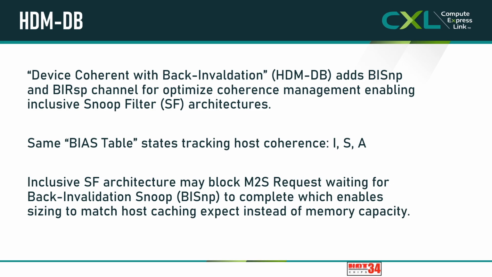Now we do use the same bias table states for tracking coherence in the host, the I, S, and A states. The inclusive snoop filter architecture may block the CXL.mem request channel waiting for the back invalidate snoops to complete. So when the inclusive snoop filter has a capacity eviction, it may need to send a BI snoop to the host, telling it to change the cache state of prior cached lines. While it's doing that, it may need to stop accepting new requests, waiting for capacity in that snoop filter to free up to enable processing of the new requests that want cache state in the host. By creating this new allowance, we allow the inclusive snoop filter to be sized for the expected caching in the host instead of being sized for the entire memory capacity like the full directory would do. It should be a more efficient architecture for most implementations.